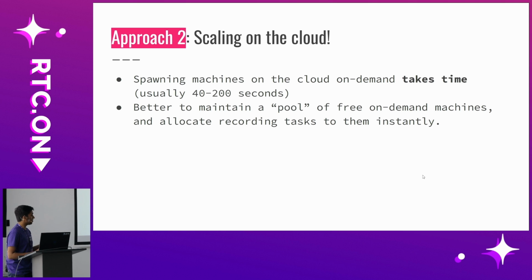One thing I should talk about here is how do you scale something like this on the cloud? Spawning a VM on the cloud also depends on the sizing of the VM, but in general, it takes about 40 to 200 seconds. So this is not ideal, of course. You can't have an approach where you start a recording and then you spawn a VM. So one good thing to do here is to maintain a pool of free machines, and then you make the recording go on those. That will speed up your process of starting recordings.